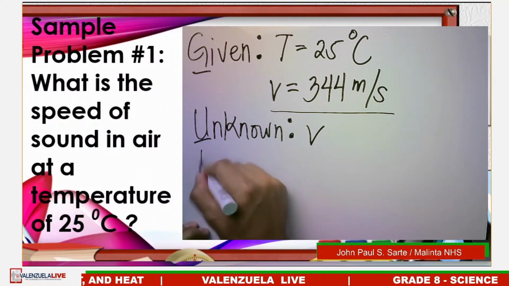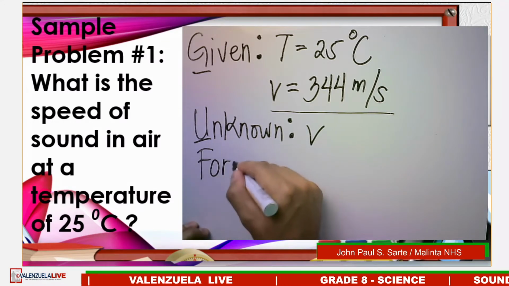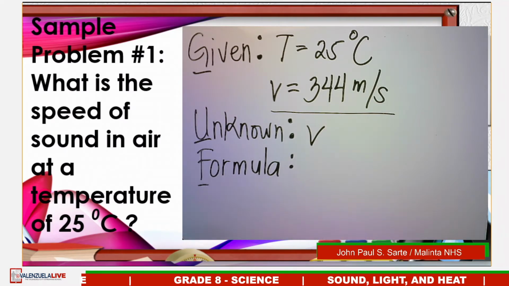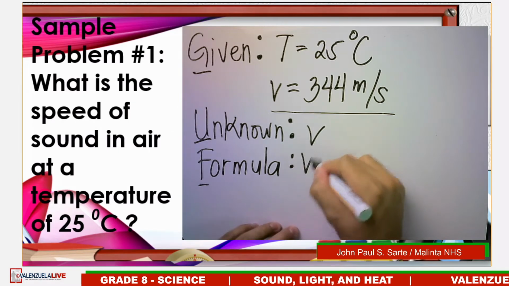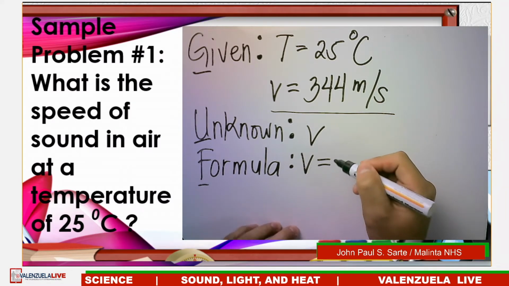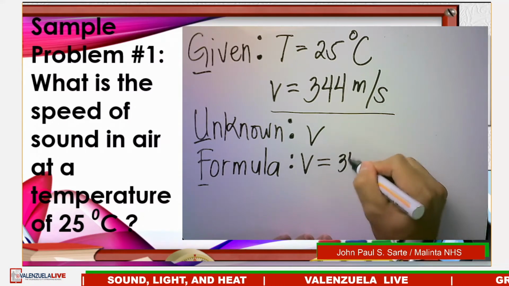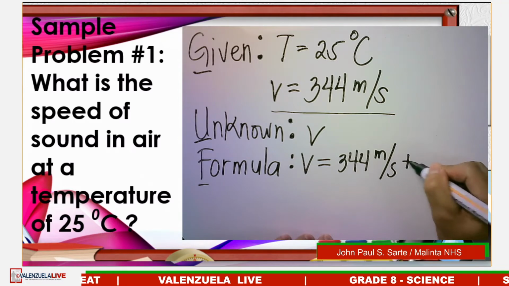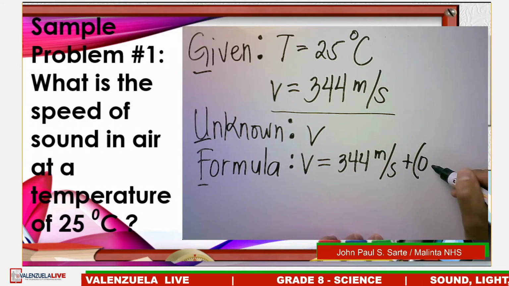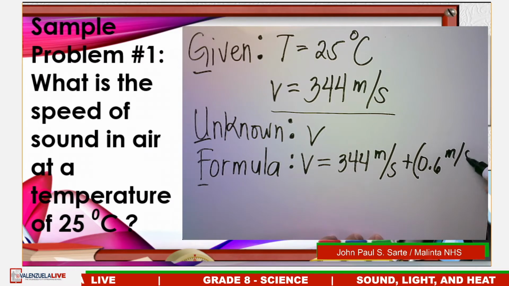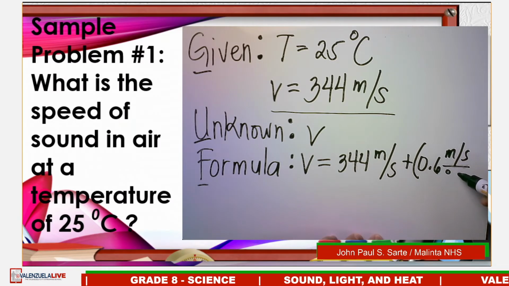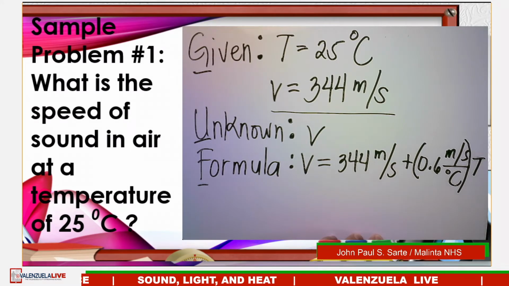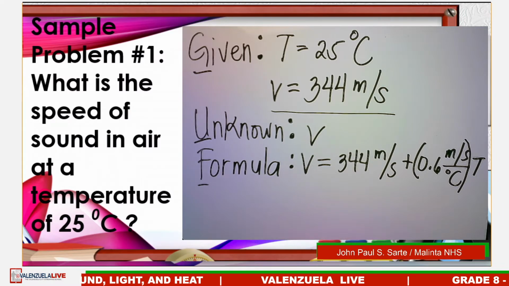Now, how about the next one? What is our formula? F, formula. Our formula is speed of sound is equal to 344 meters per second added to 0.6 meter per second over degree Celsius multiplied by temperature. So that is our formula.